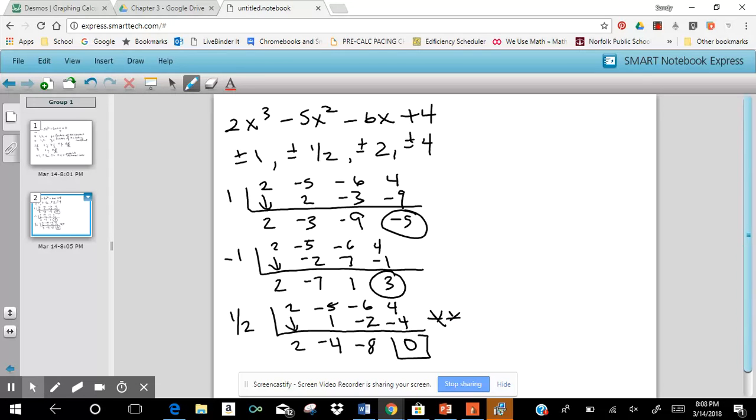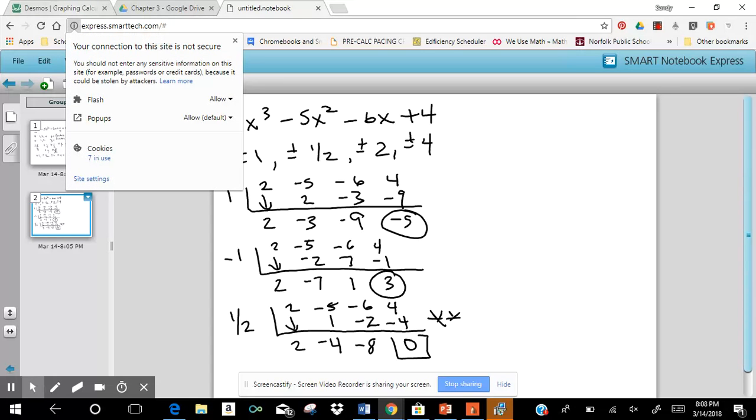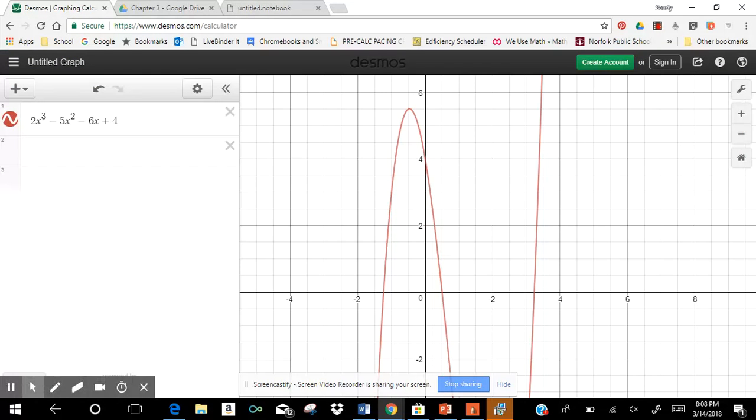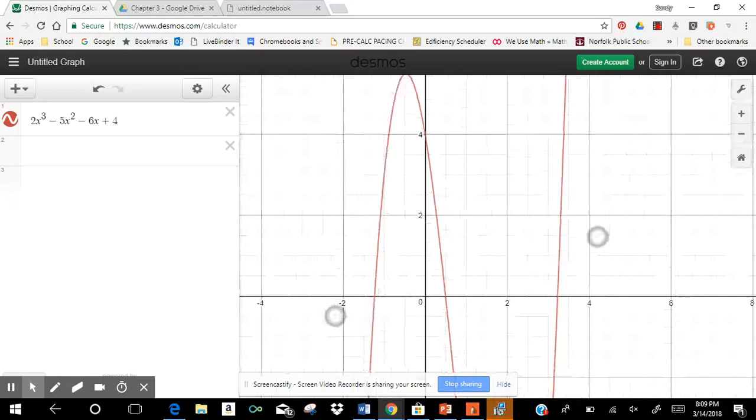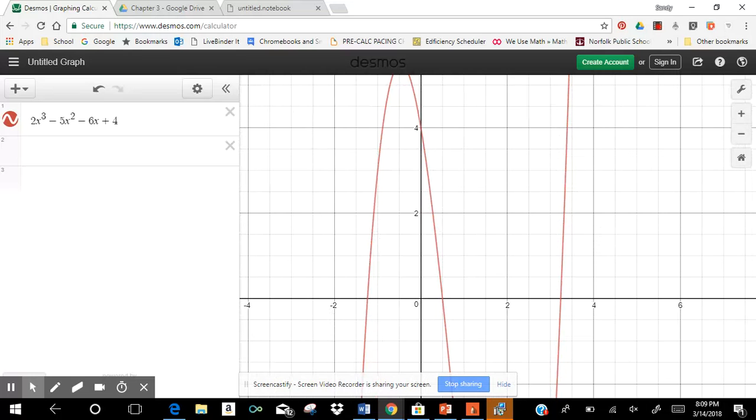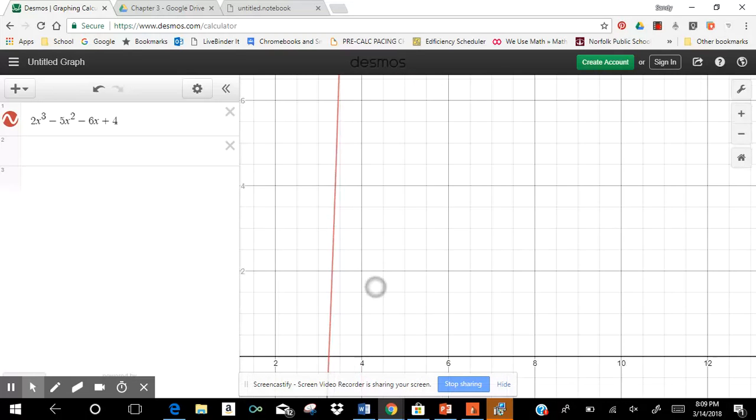Now, this can be very, very time consuming. So another way that I could do this is I could graph this function. So I'm going to open up Desmos, which is an online graphing calculator, and I'm going to actually graph this. So I've already typed it in, 2x cubed minus 5x squared minus 6x plus 4, and this is the graph that I'm seeing. Notice that this graph is showing that it crosses the x-axis in 3 places.